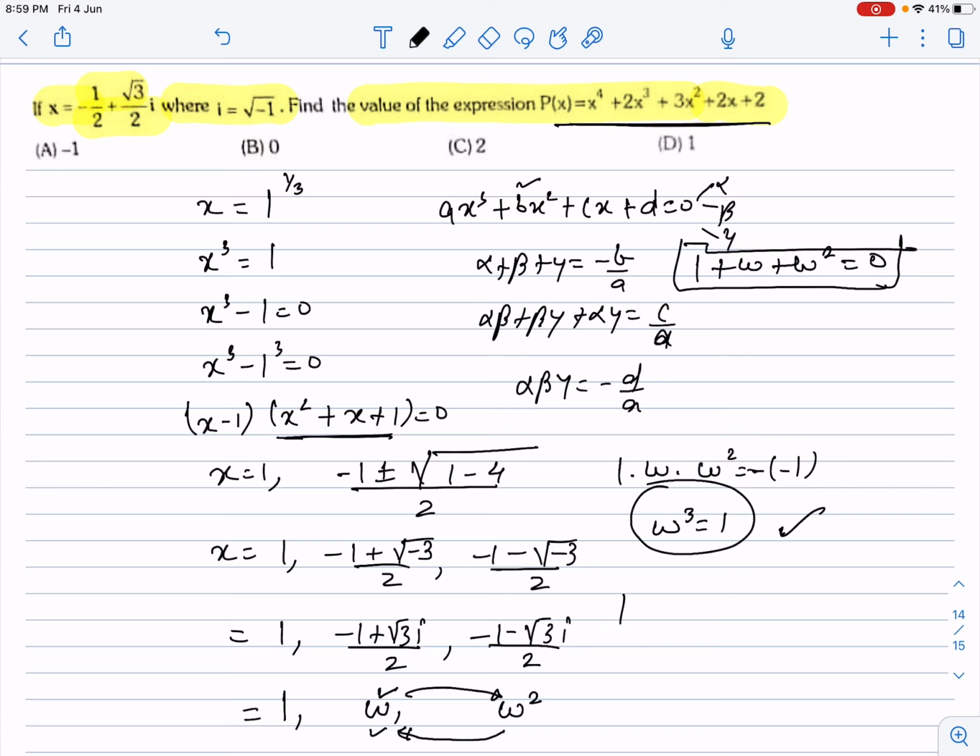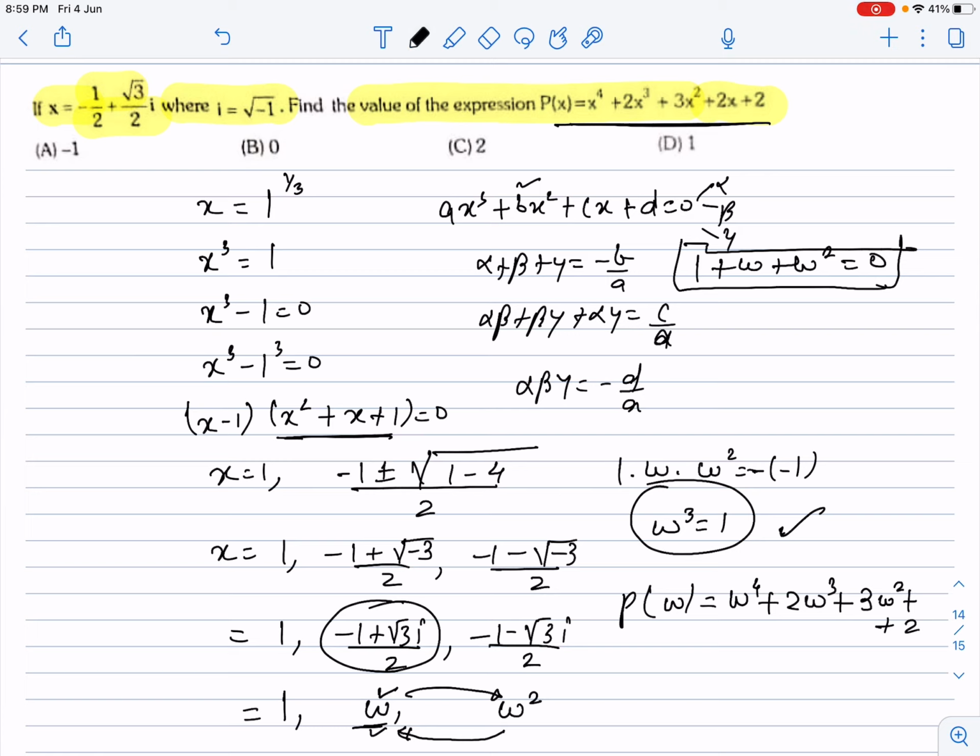So p of x is asked to you. That means x is what? x is omega, my dear students. This is the value given over here. So p of omega they want. p of omega will be becoming omega to the power 4 plus 2 omega cube plus 3 omega square plus 2 omega plus 2. Not 3 omega, my dear students, it's 2 omega plus 2.